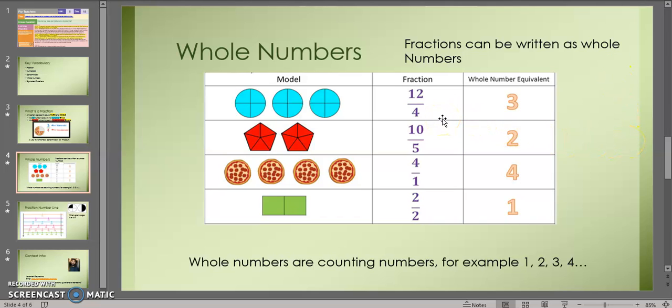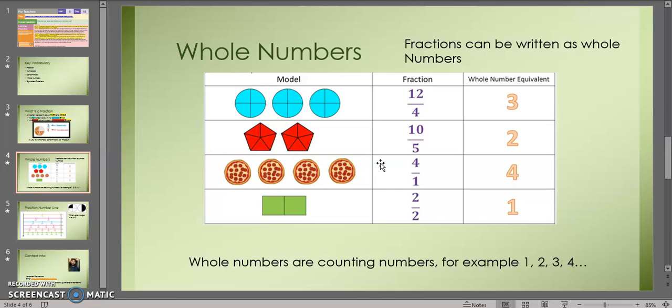Let's look at the first model, where we look at the blue circles. We can count that each circle is cut into 4 equal pieces, and we can allow students to count all the equal pieces, and the number goes on the numerator. The denominator is the amount of equal pieces it's cut into. When we look at the fraction, we see 12 equal pieces, and that number is on the numerator, and the denominator is the amount of equal pieces the figure is cut into.